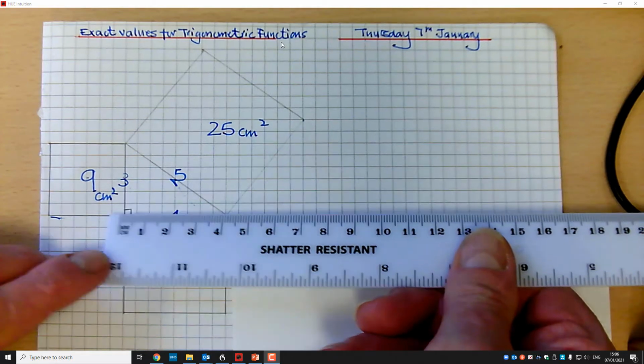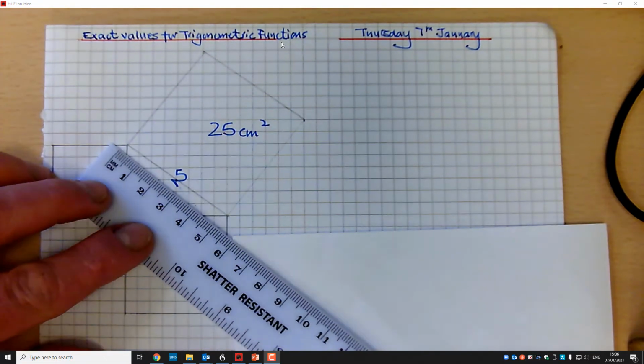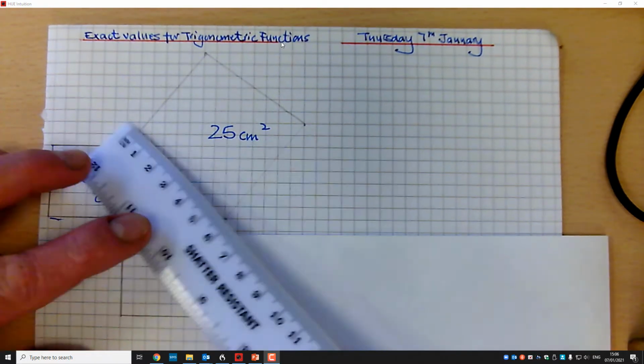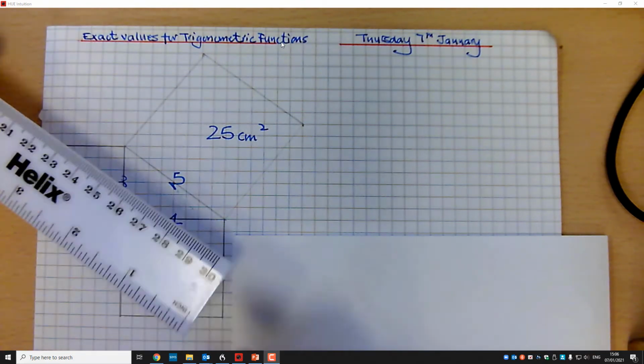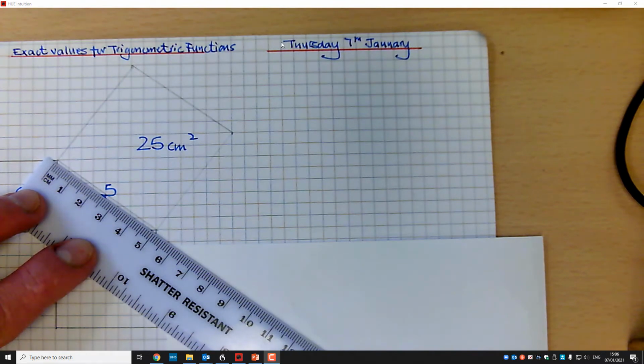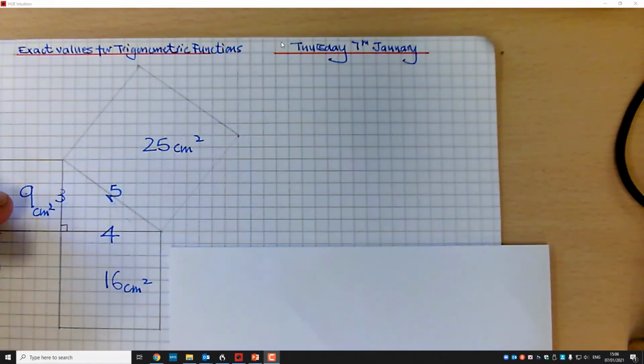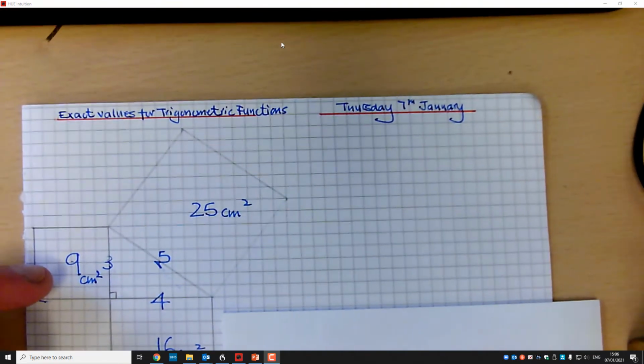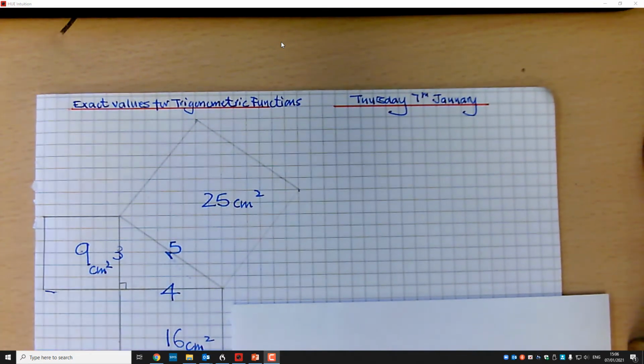Okay. And if I measure the hypotenuse, the longest side, you can see that that is 5. There we go. And you can see that that's 5. Okay, so the triangle has got sides of 3, 4 and 5. And it's a right angle triangle.